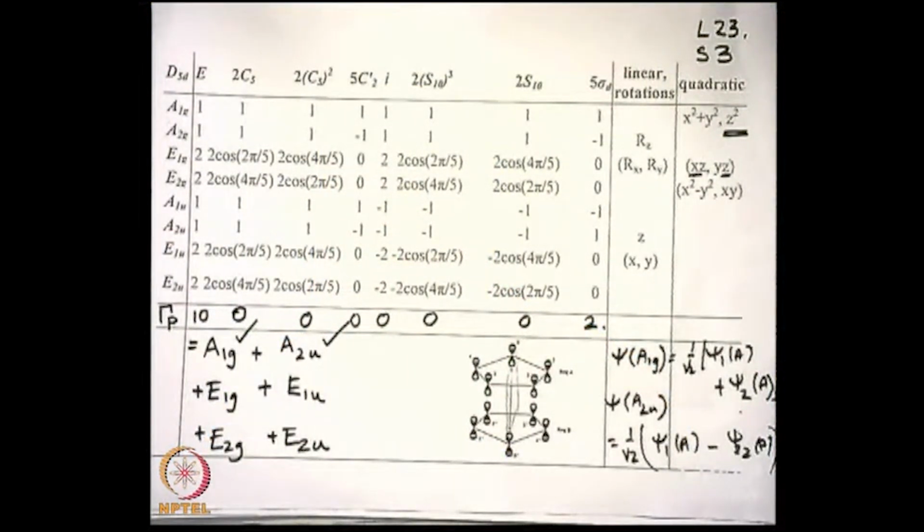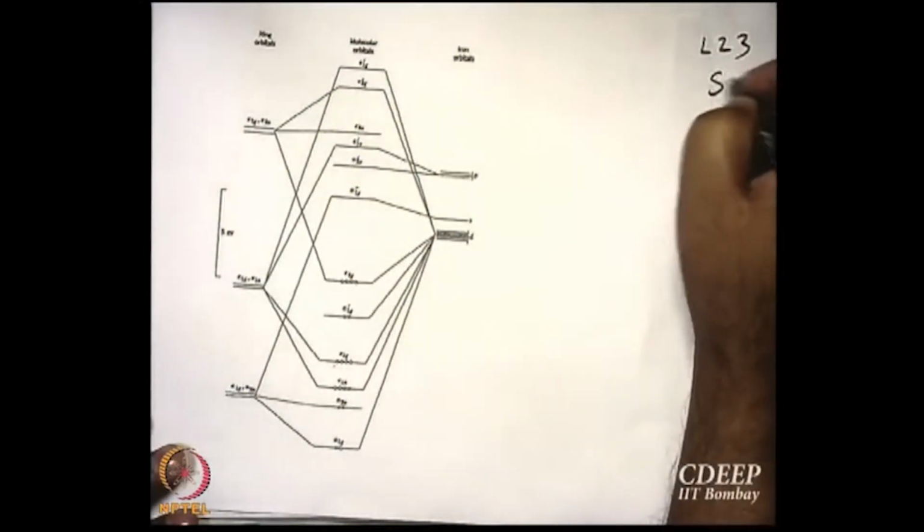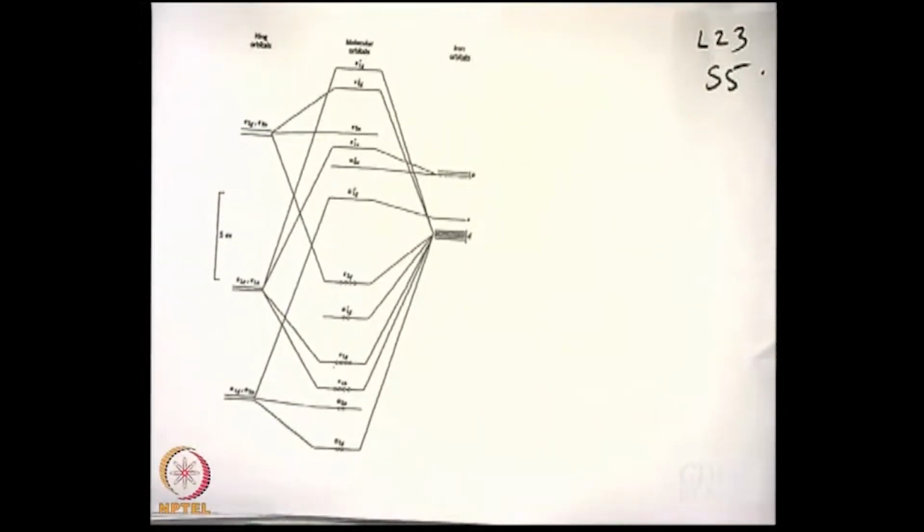What about s? This is A1G. What about p? Somebody said T. A2U, E1U. Okay. Now the problem becomes simple. What you have to do is you have to find the right match. But then don't forget that just a match of symmetry is not enough. The energies must be close enough, otherwise they are not going to combine.